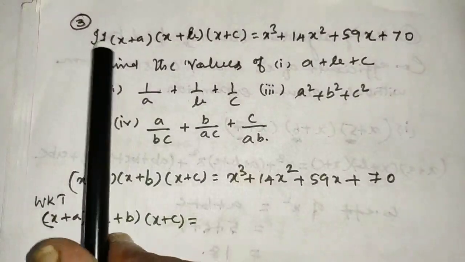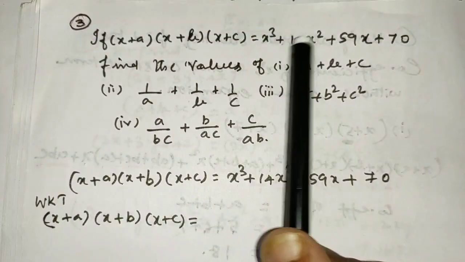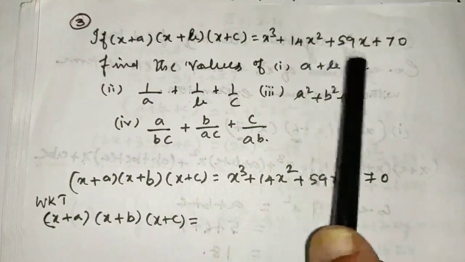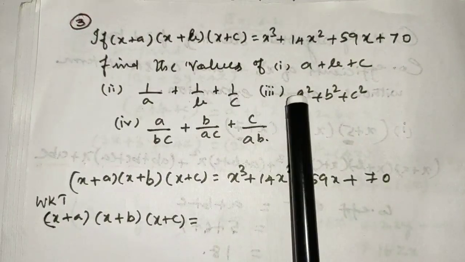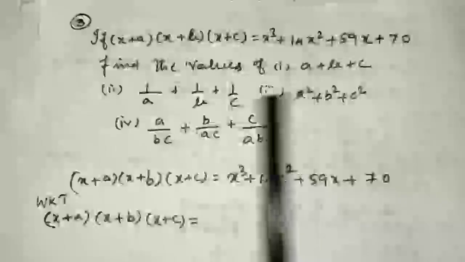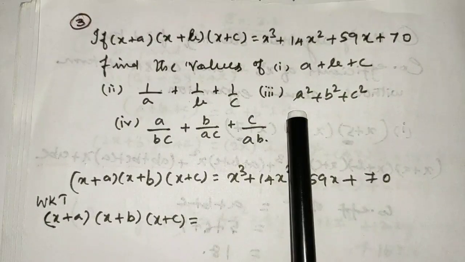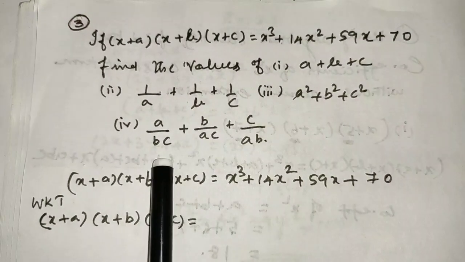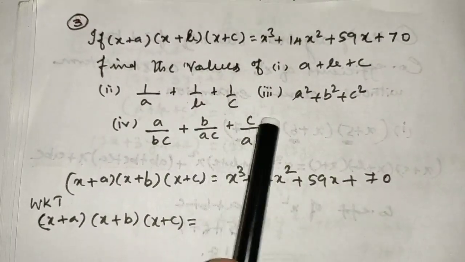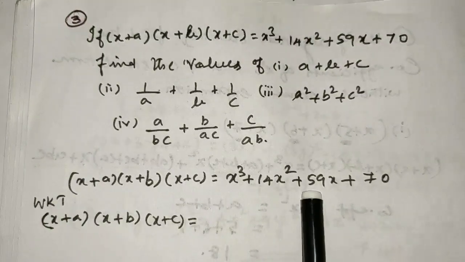Next, the third sum. If x plus a into x plus b into x plus c is equal to x cube plus 14x square plus 59x plus 70, find the values of: first one, a plus b plus c; second one, 1 by a plus 1 by b plus 1 by c; third one, a square plus b square plus c square; and fourth one is a by bc plus b by ac plus c by ab. Okay, first I am going to write the question.